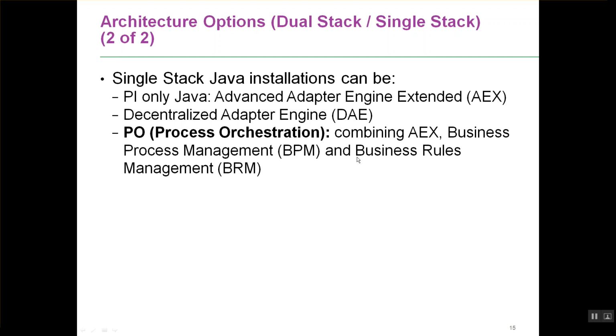So process orchestration is a combination of your Java only PI, NetWeaver Business Process Management, and NetWeaver Business Rules Management. These three products of SAP were combined together, licensed and frameworked as a single product called SAP PO. So process orchestration is nothing but a combination of three SAP products: a Java only PI, which is called AEX, SAP Business Rules Management, and SAP Business Process Management.